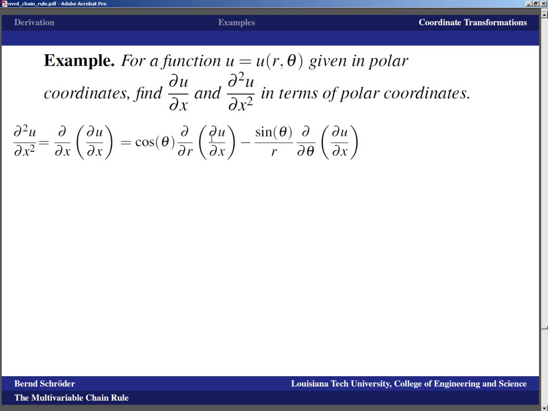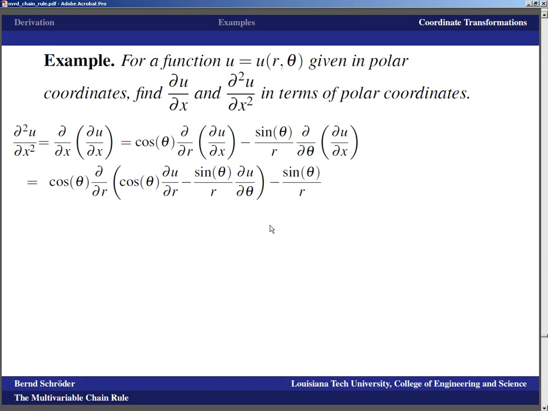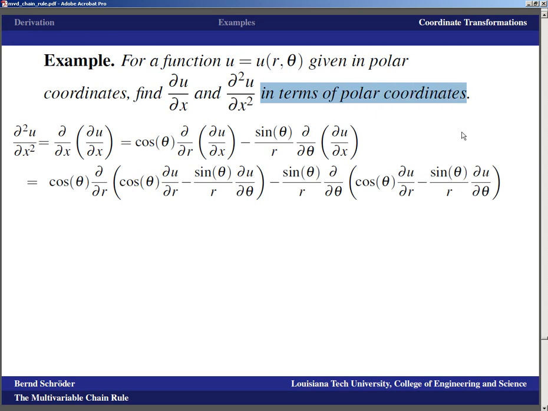Okay, now we continue. We know that partial u with respect to x has an expression: we keep the cosine theta, we keep the partial with respect to r, and we know that partial u with respect to x is cosine theta partial u with respect to r minus sine theta over r partial u with respect to theta. So I've just plugged this one in, and this continues with minus sine theta over r partial with respect to theta of partial u with respect to x, which is cosine theta partial u with respect to r, minus sine theta over r partial u with respect to theta. So we have succeeded in writing this in terms of polar coordinates.